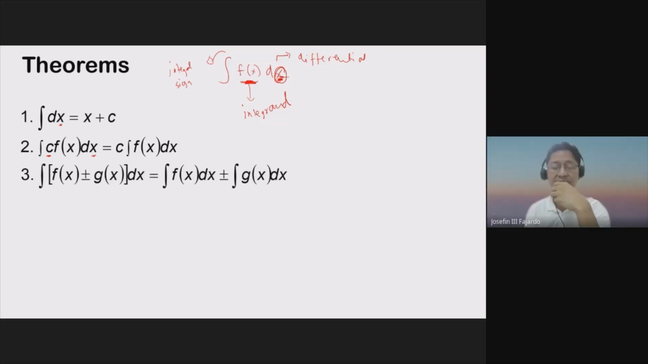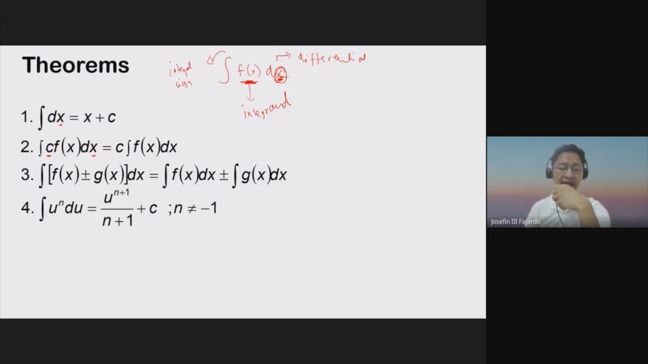Just like your derivatives also, if you take on the integral of a plus, minus, or some difference, pwede mo siyang kuhanin separately isa-isa. Kunin mo yung integral nitong una plus integral ng pangalawa. Okay? Ito yung ginawa natin rule number 4 dun sa una nating example kanina.